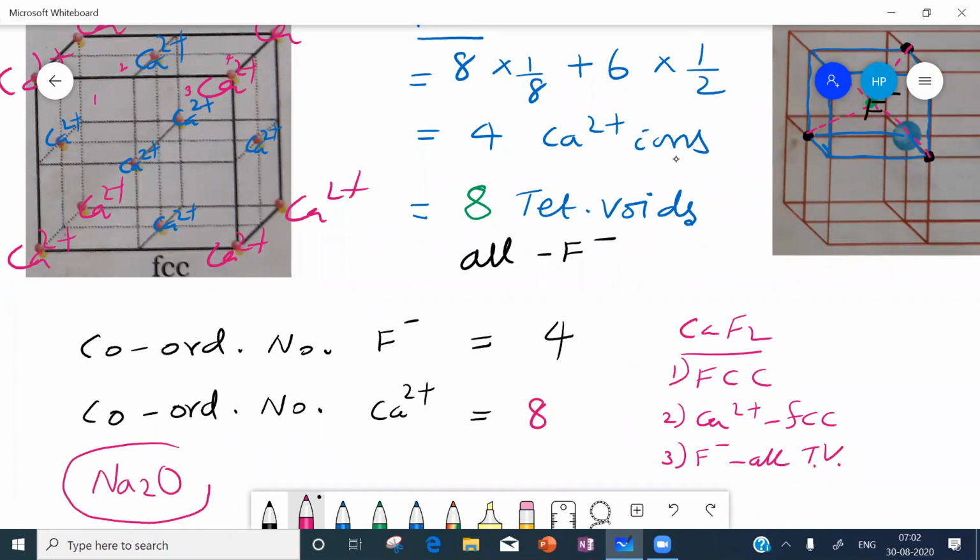Okay, Na2O. Now, what do you say about Na2O with respect to CaF2? Na2O is just opposite to CaF2 regarding structure, the tetrahedral voids and FCC, or what do you say? You know the calcium fluoride formula, CaF2. Now the sodium oxide formula is Na2O.